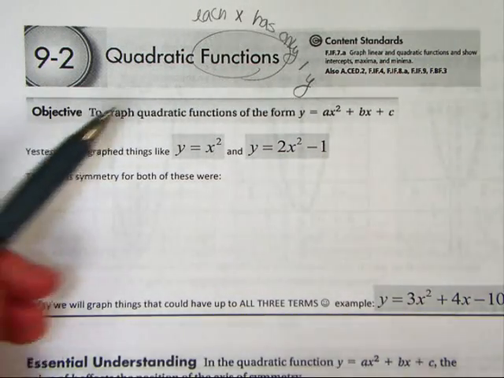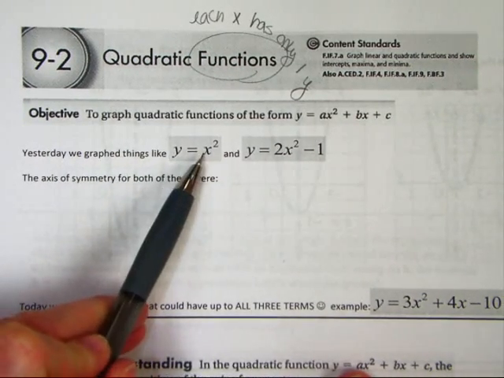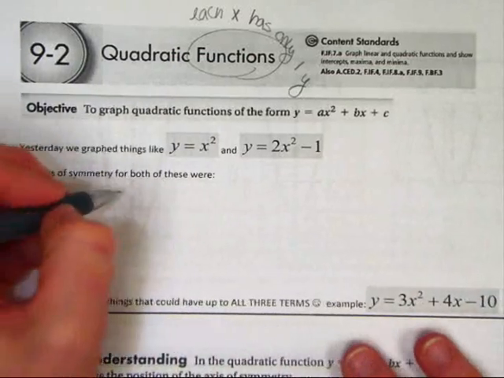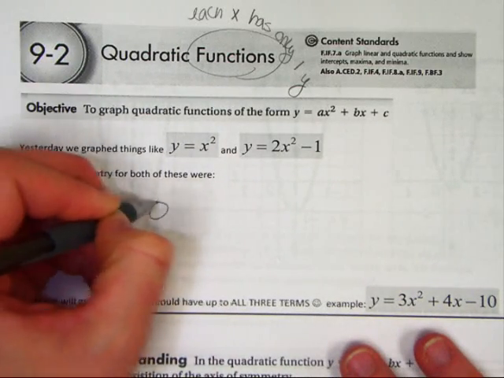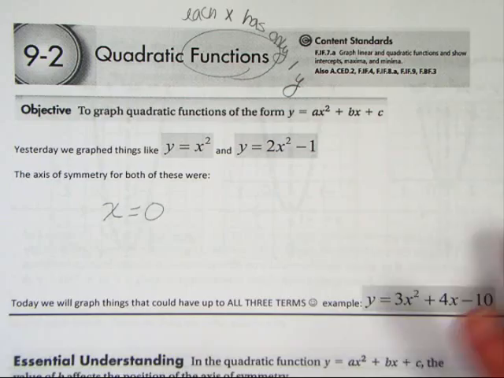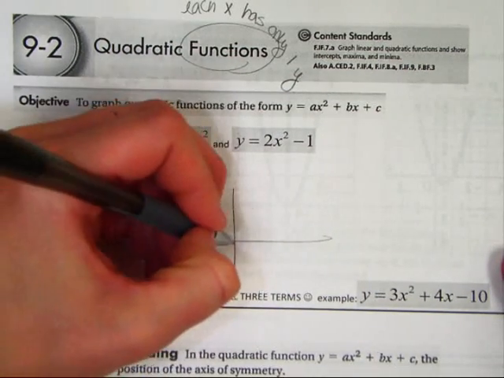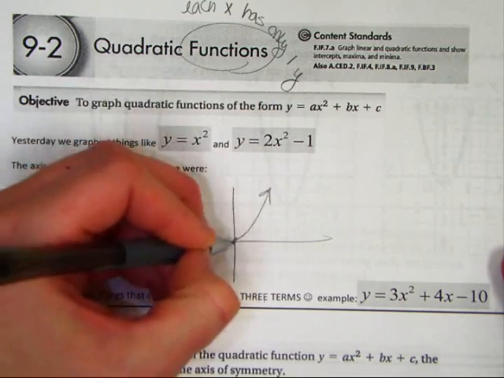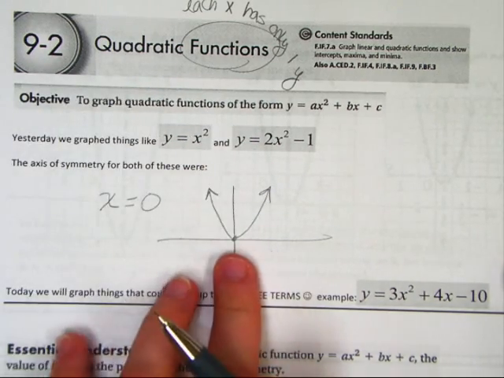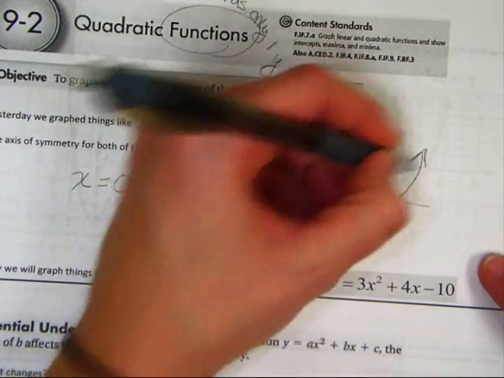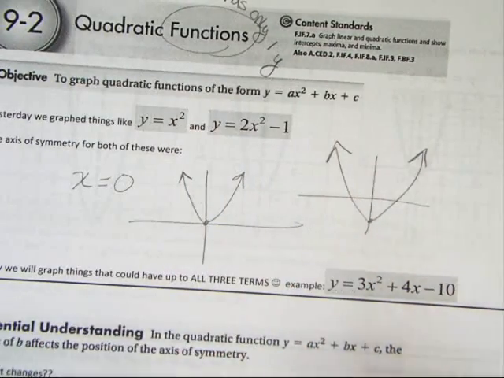Now, yesterday we talked about things like y equals x squared and y equals 2x minus 1. In all of these problems, the axis of symmetry was x equals 0, meaning that whenever you graphed them, you would have a point somewhere on the x-axis where it would be reflected around, whether it was the normal y equals x squared, or whether you moved it up or down, or whether you made it skinny or wide. They all had the axis of symmetry of x equals 0.